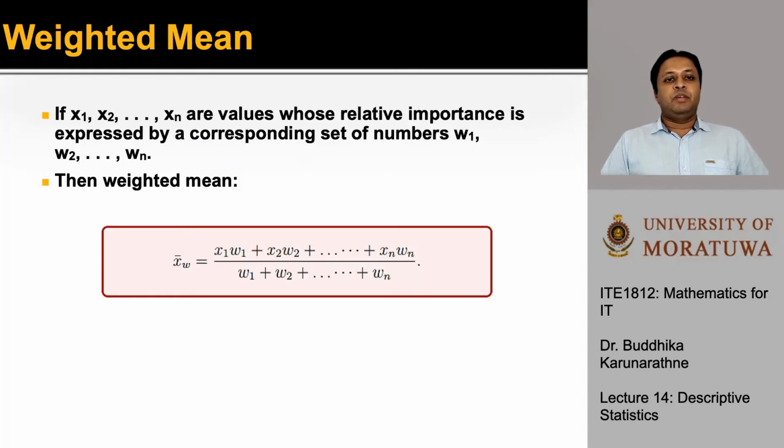And now we introduce the concept of weighted mean. So let's try to define this. If you have values x1, x2, up to xn, they are values whose relative importance is expressed by a corresponding set of weights, a set of numbers w1, w2, up to wn. These are called the weights, and they relate to the relative importance of each x value. So how do we calculate the weighted mean? x bar w, on the numerator, you have x1 w1 plus x2 w2 up to xn wn. And on the denominator, you have the summation of all the weight values, starting from w1 up to wn. So this is how you calculate the weighted mean.